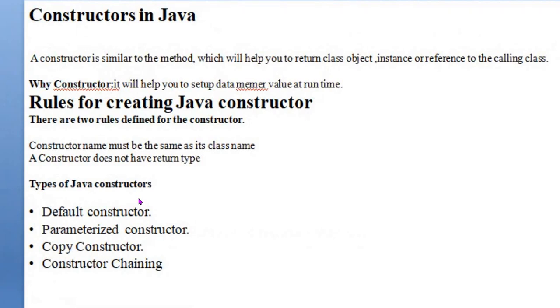There are rules for creating a Java constructor. Basically, there are two rules. Constructor must have the same name as the class name, and constructor does not have any return type. There are four types of constructor: default constructor, parameterized constructor, copy constructor, and constructor chaining.